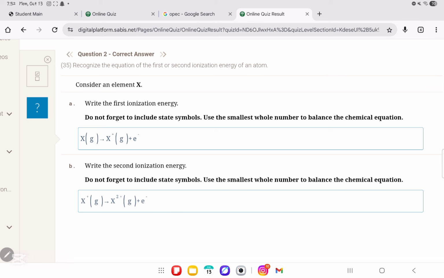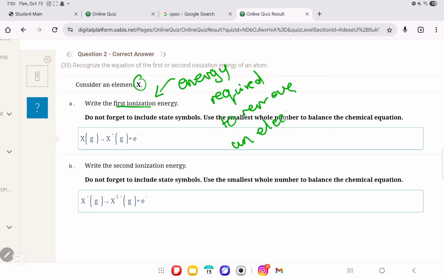What does it say in question number 2? Write the first ionization energy of an element X. What do we mean by first ionization energy? It is the energy required to remove an electron from a gas. So what does this mean in this scenario? If we're removing from element X, we need to remove from X as a gas, right? We'll remove an electron from X as a gas. So that's going to be, after you remove an electron from X gas, X positive gas plus e minus. Now this is the first ionization energy.